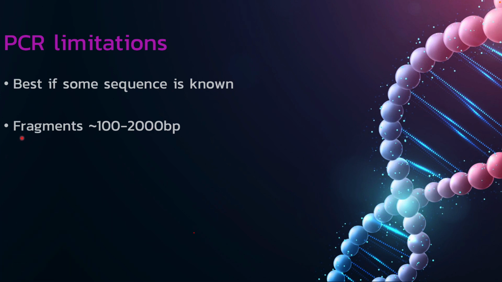The other kind of limitation is the idea that your fragments are going to be limited in size. Some of the best PCRs, you may get up to 2,000 base pairs, but it can be tricky to amplify things that start to get bigger than this. So for genes that are really large, it could be challenging to amplify them all in one go. You may have to amplify the gene in steps and try to piece it back together.